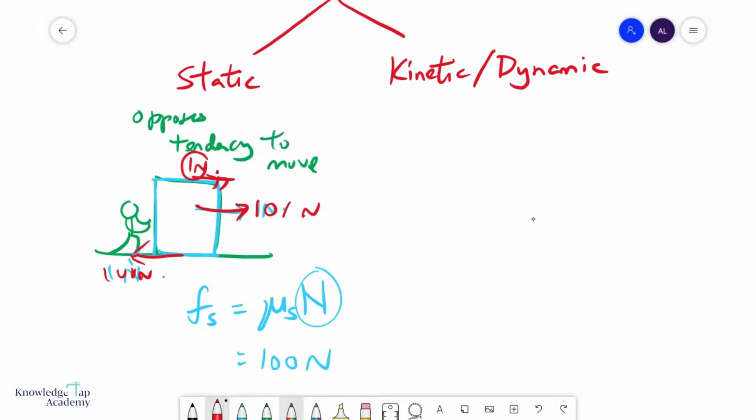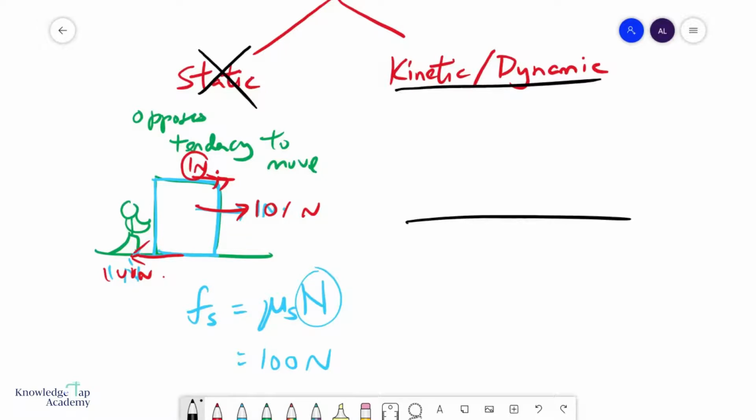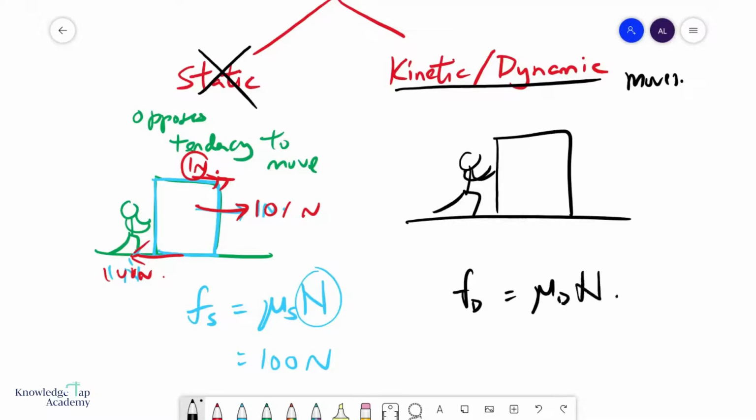Now, once the object moves, no longer does static friction take part, but kinetic or dynamic friction takes over. This is the friction that the object experiences when it moves. And this can be a different coefficient. F dynamic is μd times the normal contact force. μd and μs can be different, even for the same surface. Typically, for the same surface, μd is less than μs. And I think that's something that we can attest to. It's usually easier to keep an object moving than to get it moving in the first place.